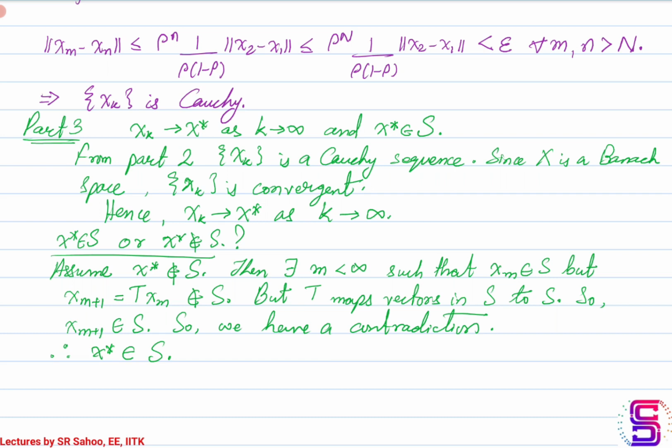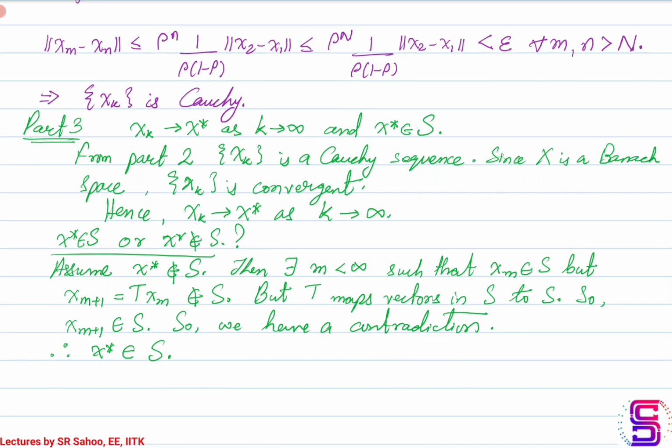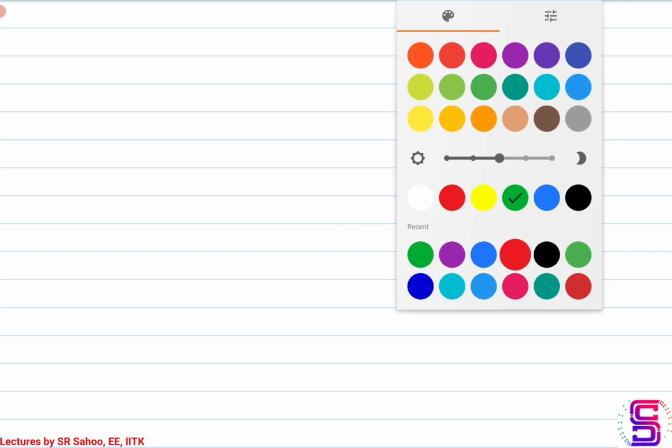Okay, so we have established now that xk will converge to x star and x star will be in S as k approaches infinity. Now the third part is done. So we will go to the fourth part, where we have to prove that x star is a fixed point in S. To prove fixed point, we should be able to show that Tx star is nothing but x star itself.